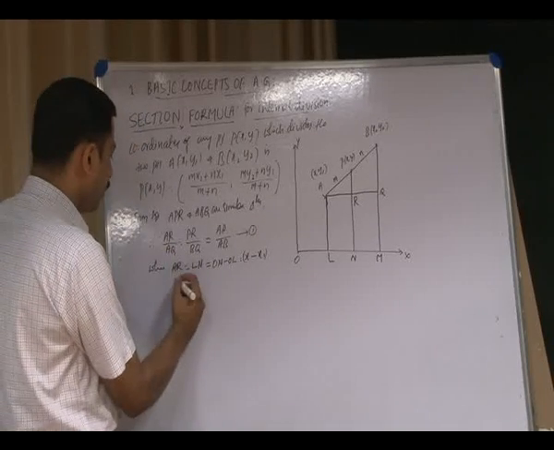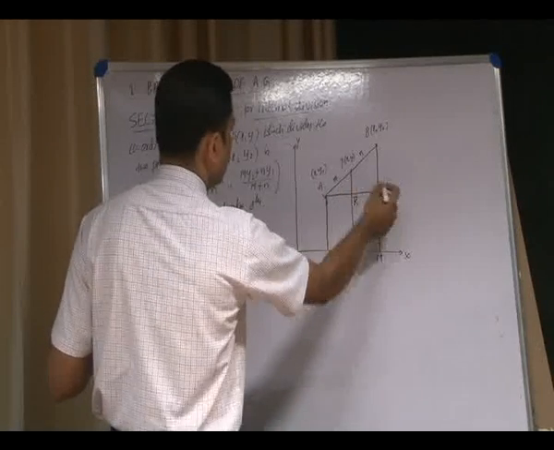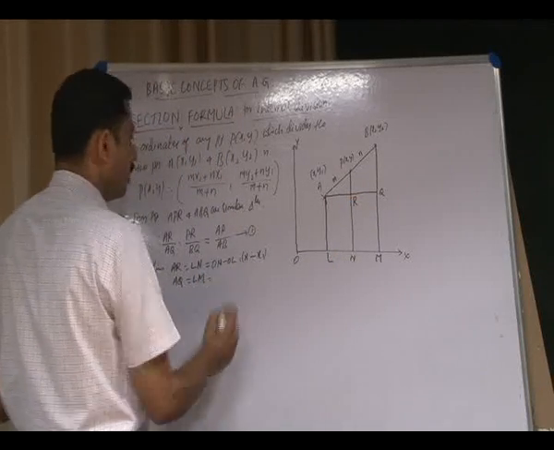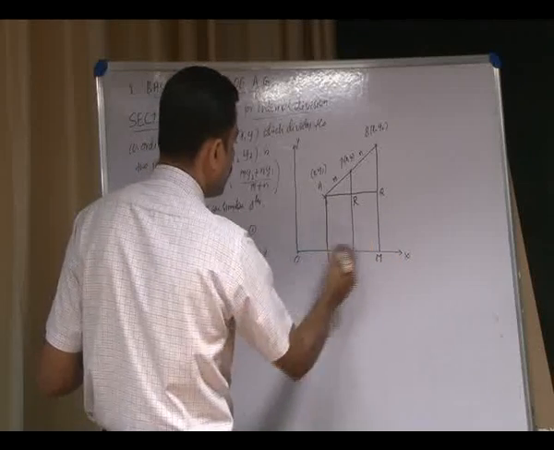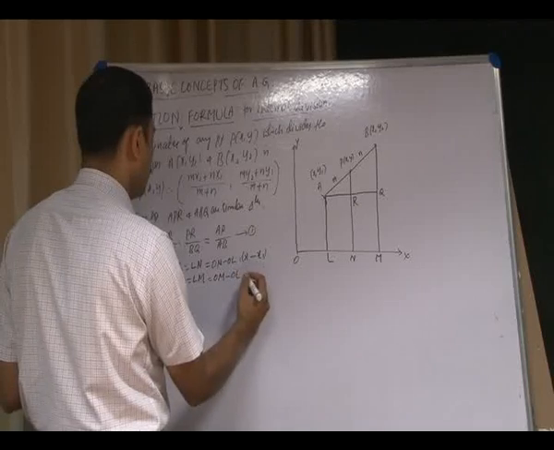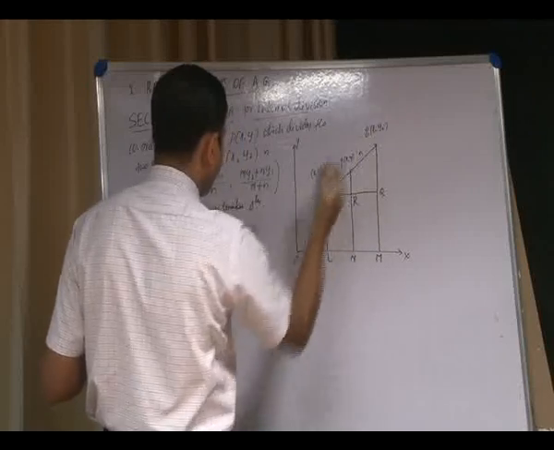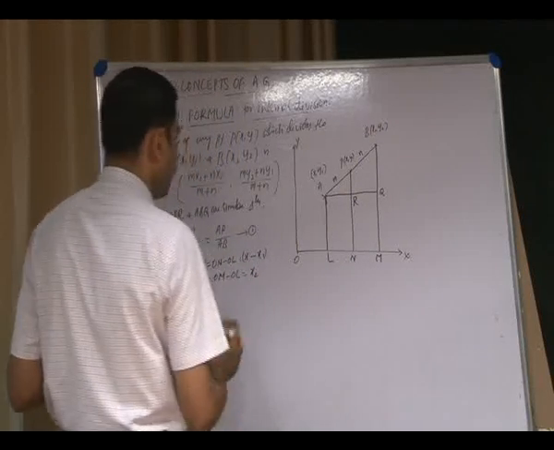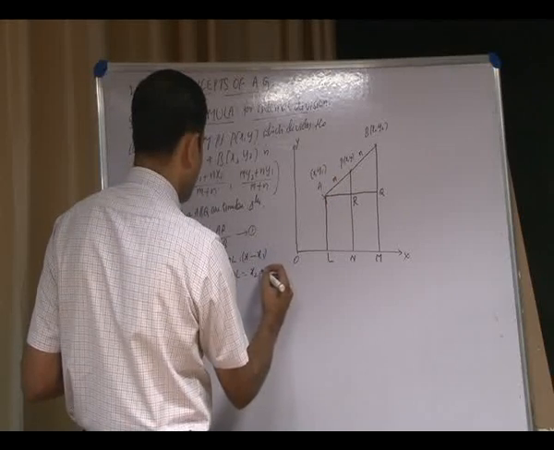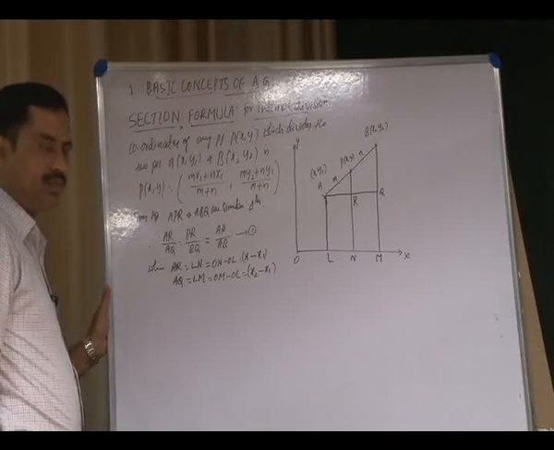Then AQ is numerically equal to LM, and LM can be written as OM minus OL. Here OM is the x coordinate of point B, taken as x2, and OL is the x coordinate of point A, that is x1. So OM minus OL means x2 minus x1 in terms of coordinates.